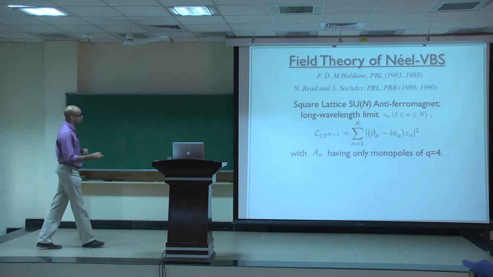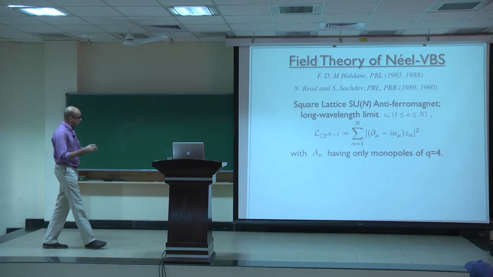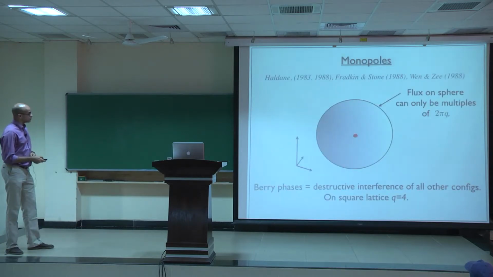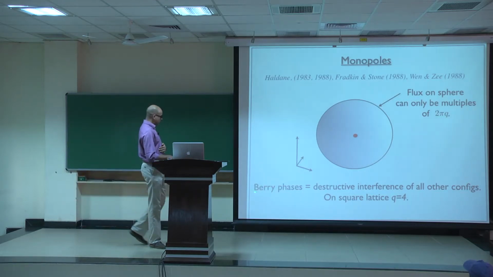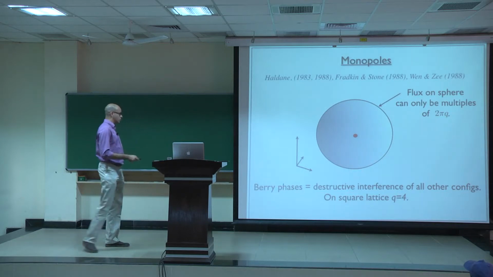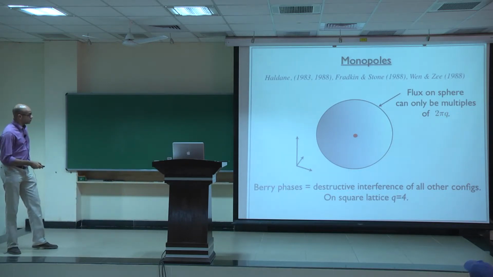So this was well known originally by Haldane, and then Read and Sachdev showed that these were related to valence bond solid order. Okay, so if you take a gauge field in 3 dimensions and you take a sphere around it, the flux on the sphere has to be quantized in multiples of 2π, so it has to be 2πq. The interesting thing is that, of course, generically you could have any kind of monopole, but only monopoles of charge 4 survive the continuum limit because of Berry phases.